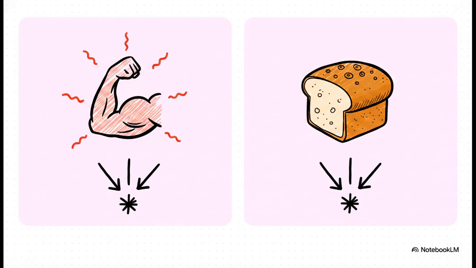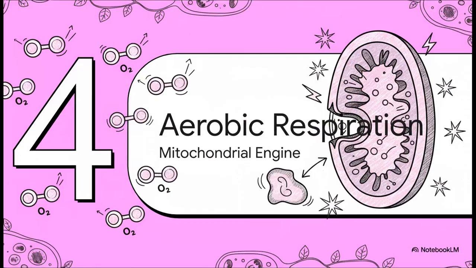So animal muscle cells might reduce that pyruvic acid into lactic acid, which, by the way, is exactly why your muscles burn during a heavy sprint. Meanwhile, organisms like yeast convert it into carbon dioxide and ethanol alcohol. But in both cases, the energy yield is super low, and those byproducts can actually become toxic to the organism. All right, let's get back to ideal conditions. Section 4, aerobic respiration, the mitochondrial engine.